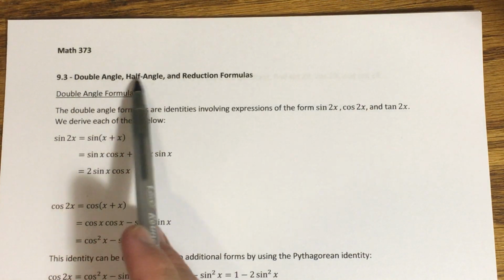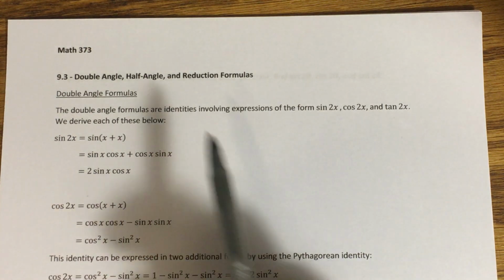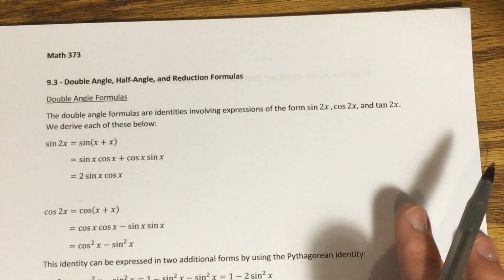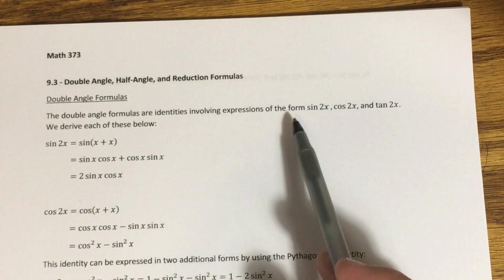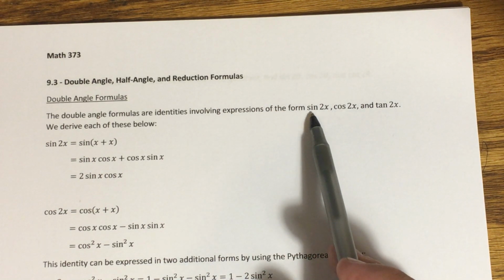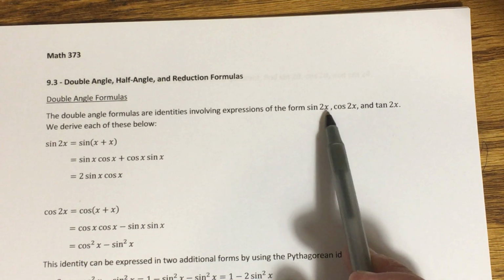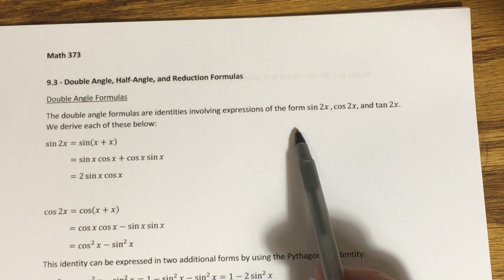Like the name suggests, there's three categories of identities we're looking at: double angle, half angle, and reduction formulas. And we're going to start by looking at these double angle formulas. So the first question is, what is a double angle formula? When we say double angle formula, we're talking about an identity that deals with expressions of these types: sine of 2x, cosine of 2x, tangent of 2x. You have an angle x, you double it, and then take sine, cosine, or tangent of those.